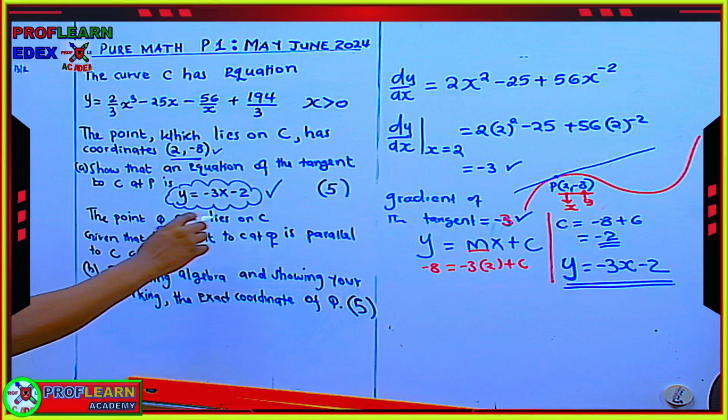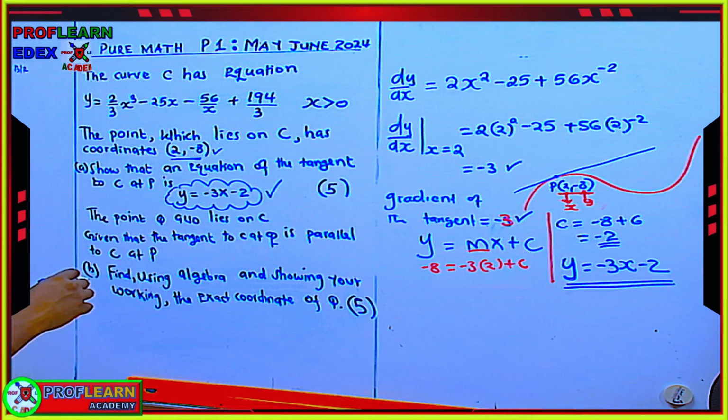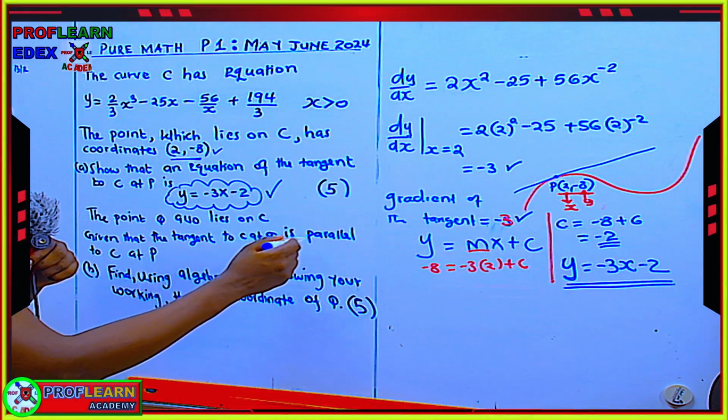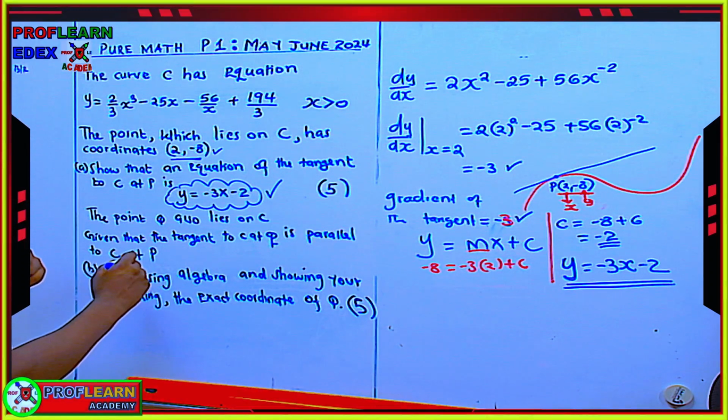The point Q lies on C, given that the tangent to C at Q is parallel to the tangent to C at P.